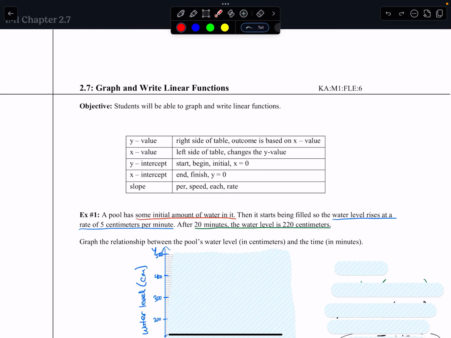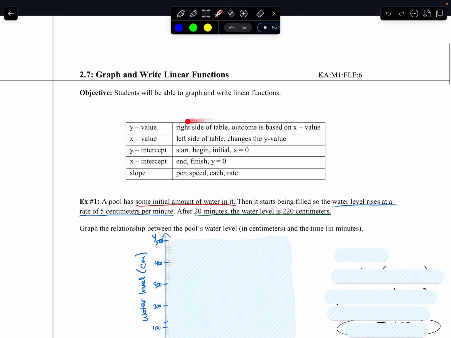All right, this is lesson 2.7, graph and write linear functions. Our skills for Math 1 were from Unit 4 in Khan Academy, forms of linear equations, and this is going to match with skill number 6. Our objective is short today. It's that you'll be able to graph and write linear functions.